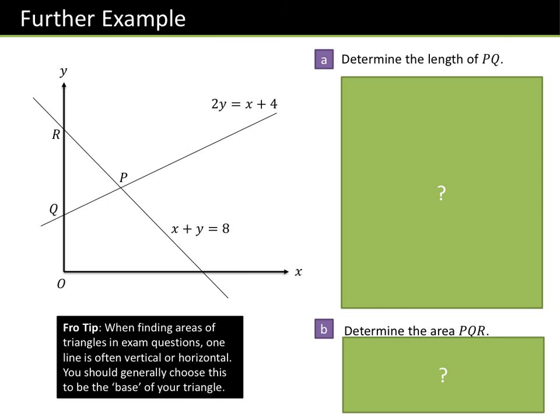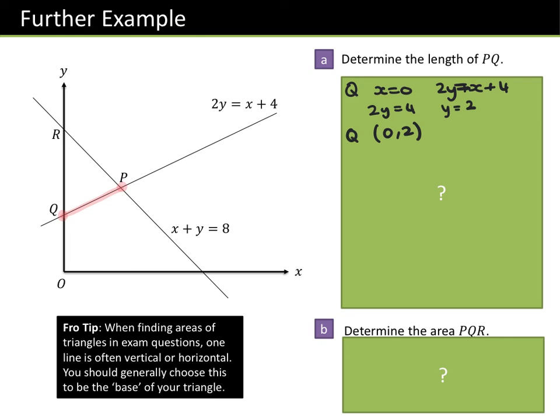Okay then, so here's another example. Determine the length of PQ. So if we want to find the length of PQ, we need two things. A, we need to know the coordinates of P, and B, we need to know the coordinates of Q. So, to find the coordinates of Q, it's when this line intercepts the y-axis, so that means x equals 0. So, to find Q, when x equals 0, 2y equals x plus 4, I get 2y equals 4, y equals 2. So the coordinates of Q are 0, 2.